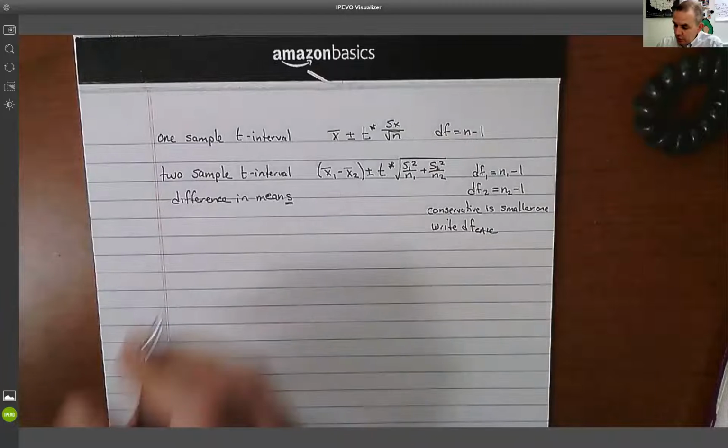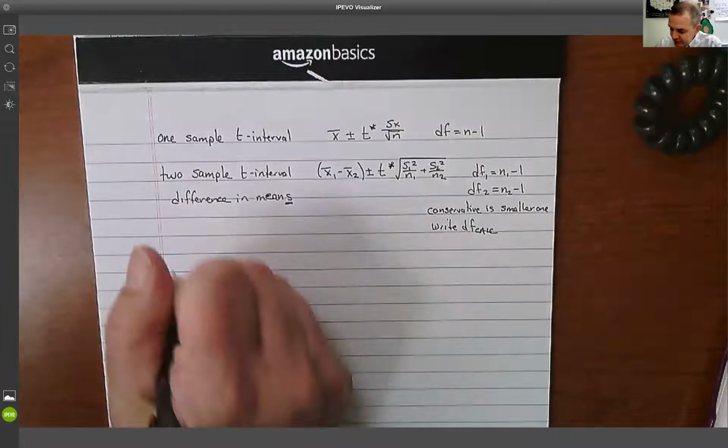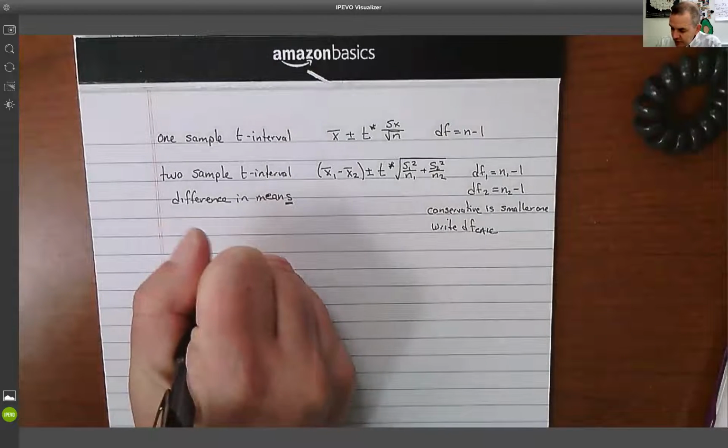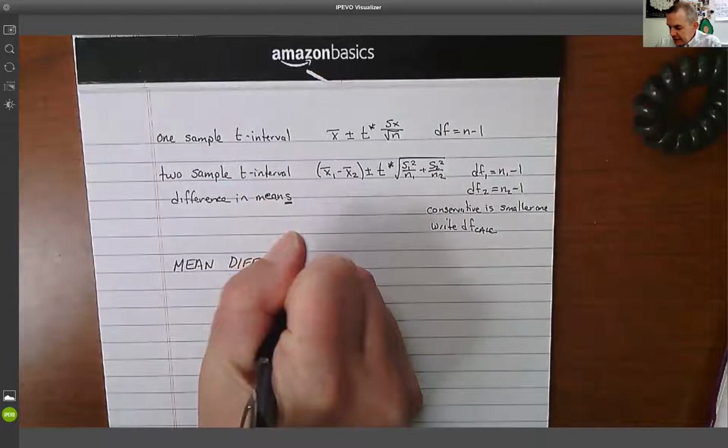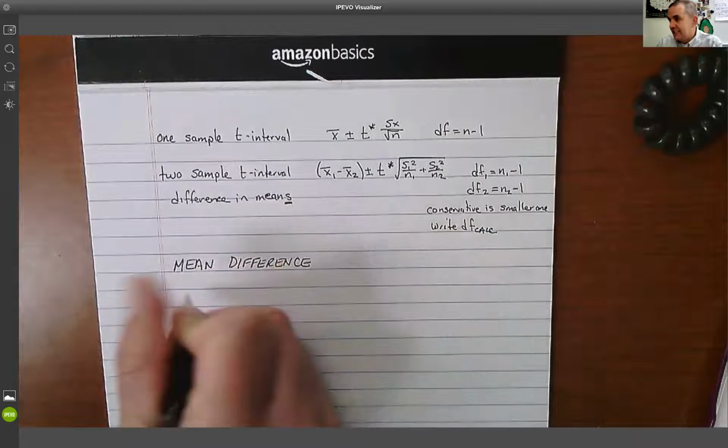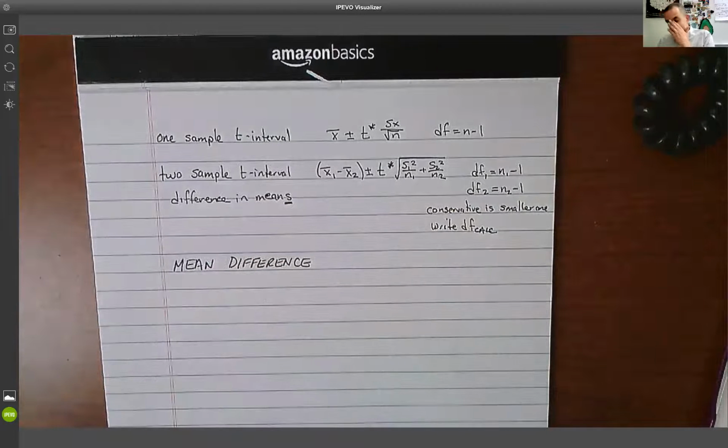So again, notice that was a difference in means. Today, we're going to talk about mean difference. The biggest thing you notice is that it's singular. This is an instance where I'm given two samples, but I'm going to run my interval on the difference of the two samples.